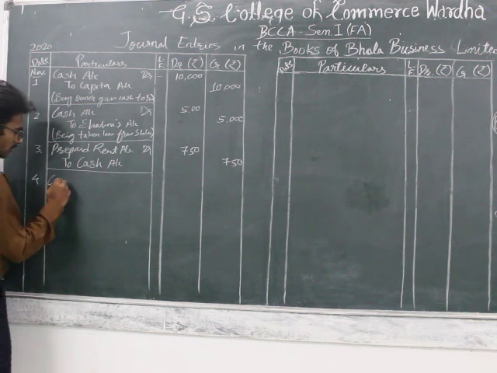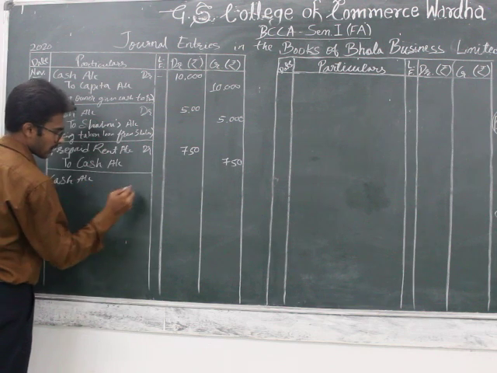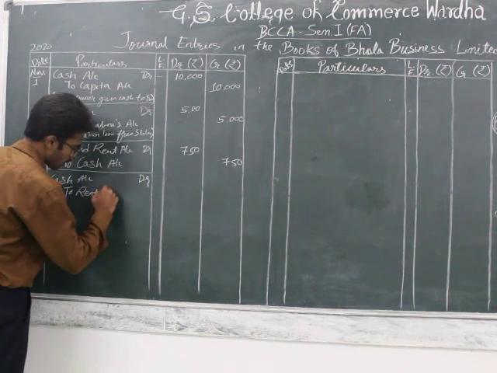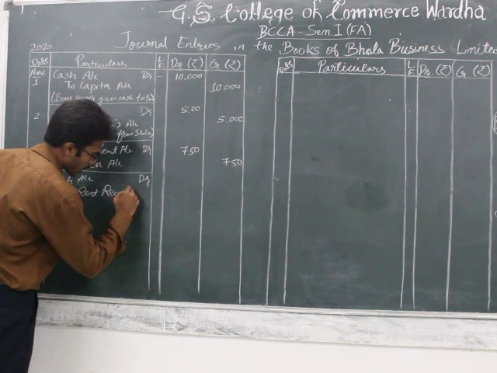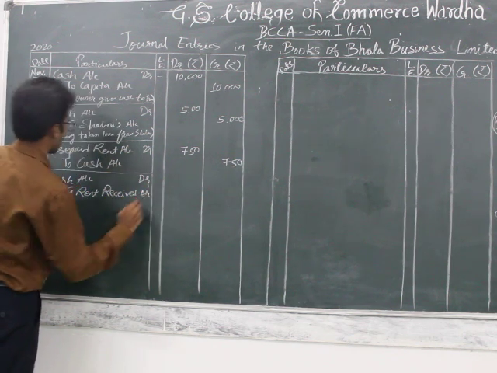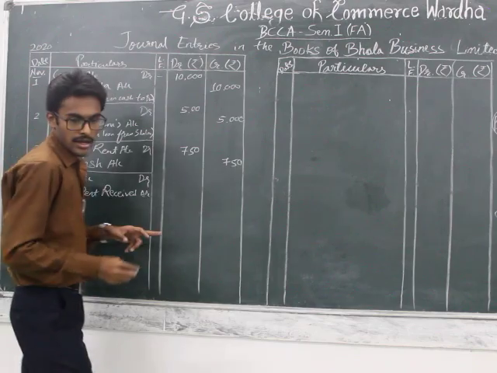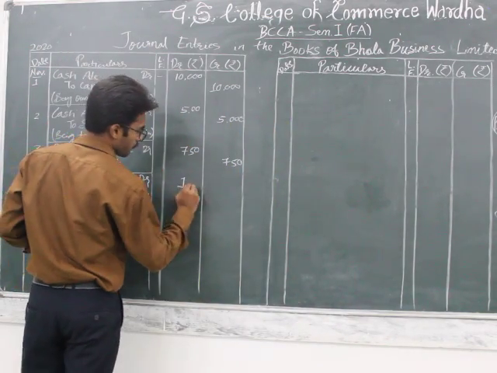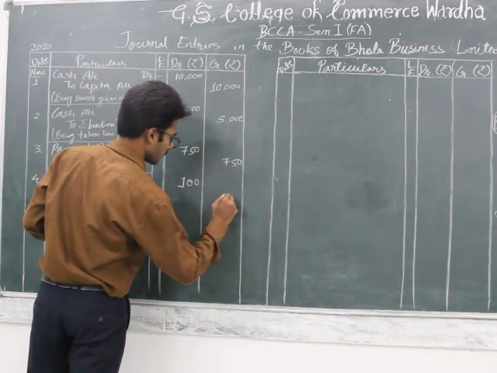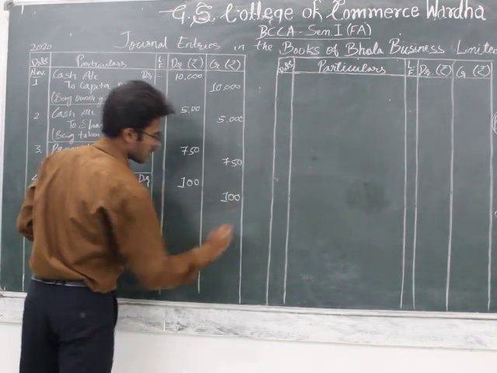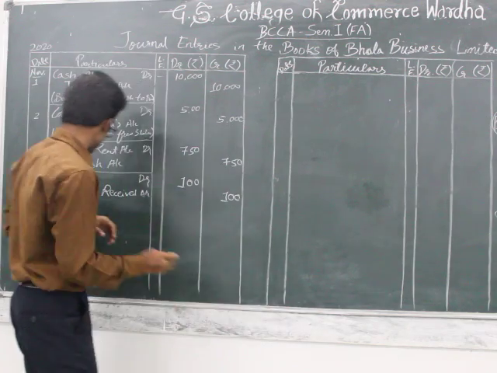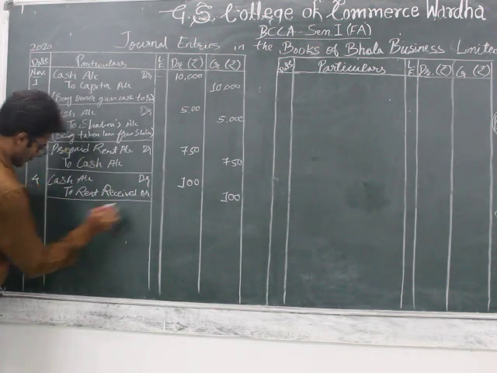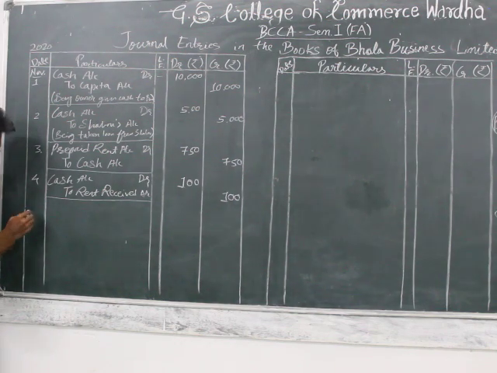Cash account debit to rent received account. The amount is 100 rupees. Okay, and the narration will be rent received in cash. I am not writing it here, but you have to write it.